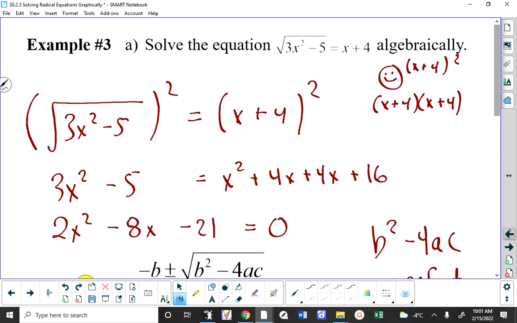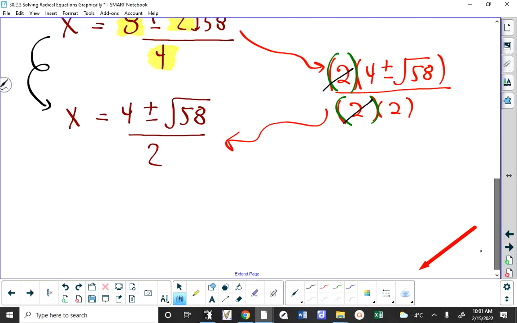Any questions with this example? Ian? So on the calculator, the square root function, it does reach the x. Yep. Okay. Yep.